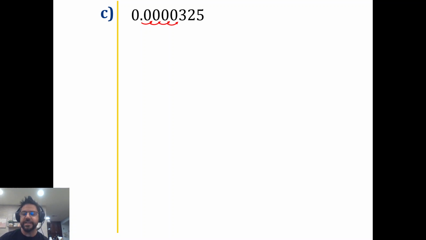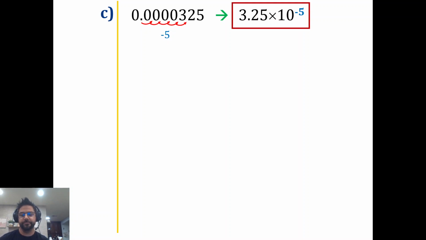Remember, when you're moving, your decimal point has to be between 1 and almost 10. So if I stop here at 3, in between the 3 and the 2, that is definitely going to give me a 3.25. And then I moved it 5 spaces, small number, negative exponent. So I've got 3.25 times 10 to the negative 5th power. All right, let's try another small one.